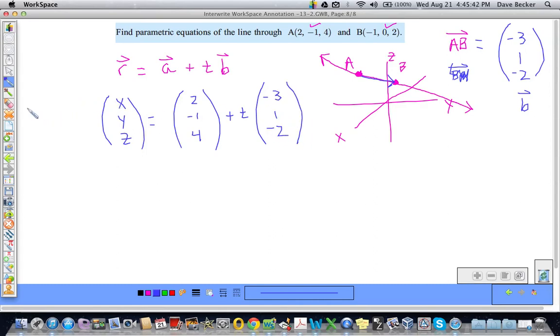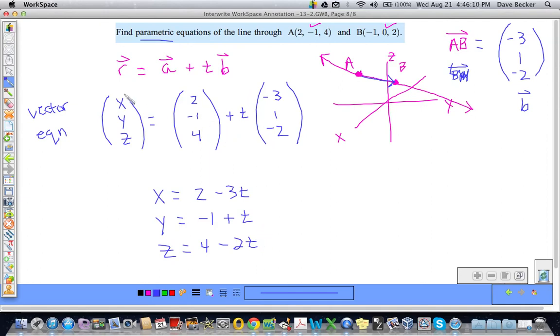Now this is the vector equation. Okay, it asks for parametric. Well, the parametric equations, once you have the vector, is easy. x equals 2 minus 3t, just going straight across. y equals -1 plus t, t times 1 is t. And z equals 4 minus 2t.